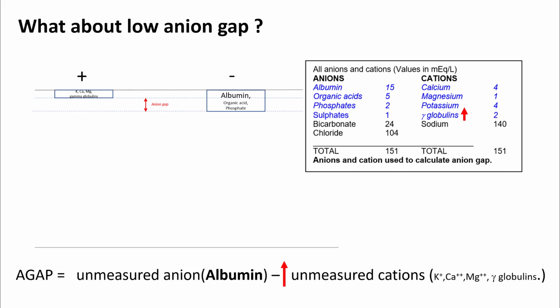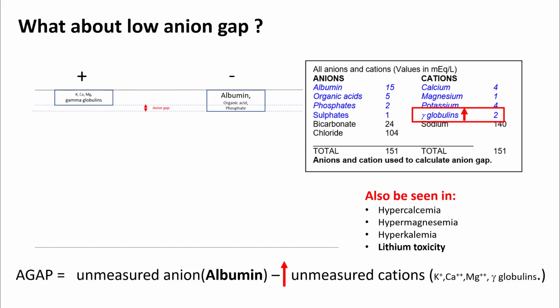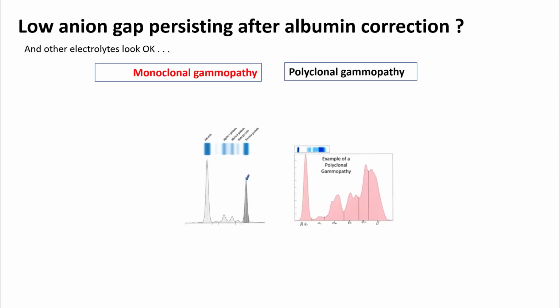Increase in unmeasured cations can also lower your anion gap, and this is mostly seen in elevated gamma globulins. However, it can also be seen in hypercalcemia, hypermagnesemia, hyperkalemia, and most importantly, lithium toxicity. So the most important step is correcting for albumin. If everything else looks okay, think about gammopathy, and this can be monoclonal or polyclonal.